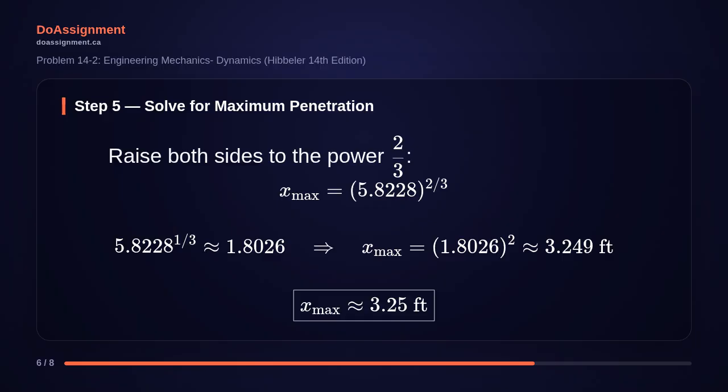To isolate x max, we raise both sides to the 2/3 power. The cube root of 5.8228 is approximately 1.8026, and squaring that gives approximately 3.249 feet. Therefore, the maximum penetration of the car into the barrier is approximately 3.25 feet.